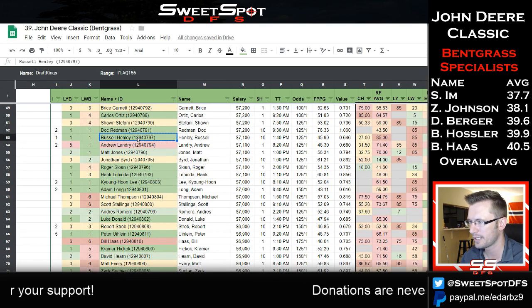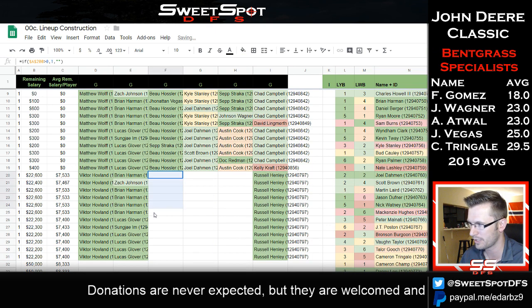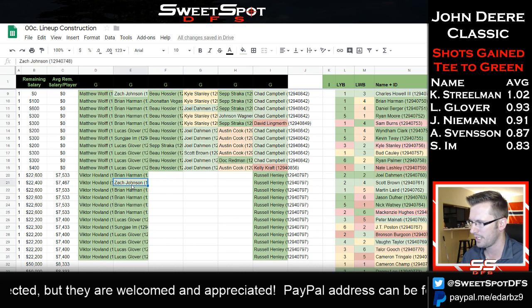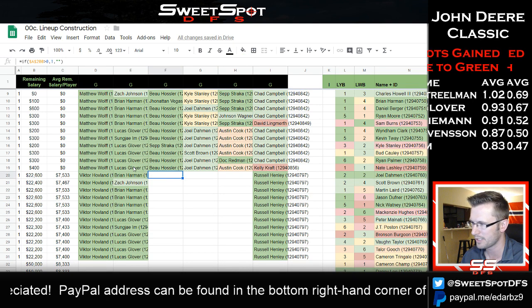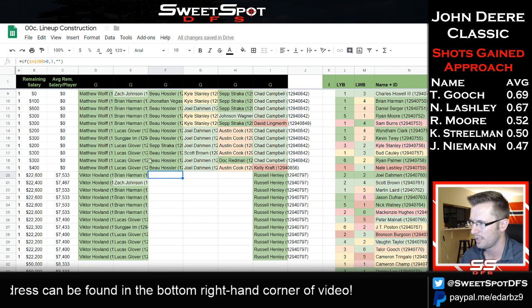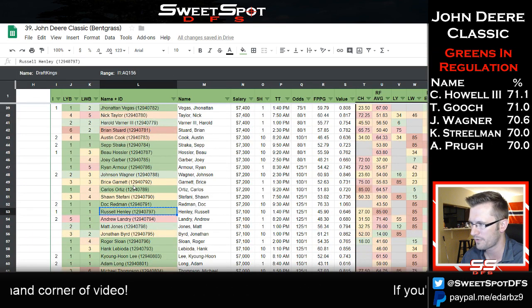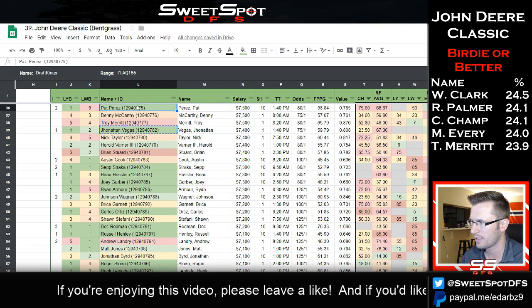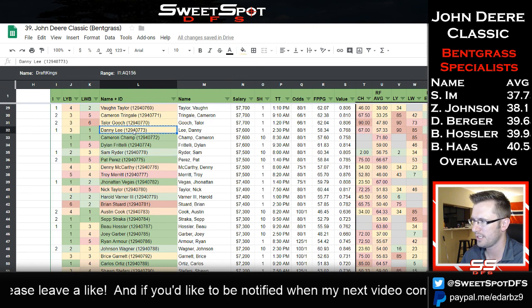Okay, so Russell Henley is going to actually anchor this lineup, which is going to make it kind of tough to put a lot of different golfers in here. Looks like we already have a Zach and Sungjae. That's fine. We can copy that same template again. I'm not going to have that much Bo Hosler, but I do need to find golfers around that price. I'm going to start it out with, let's go with Danny Lee.